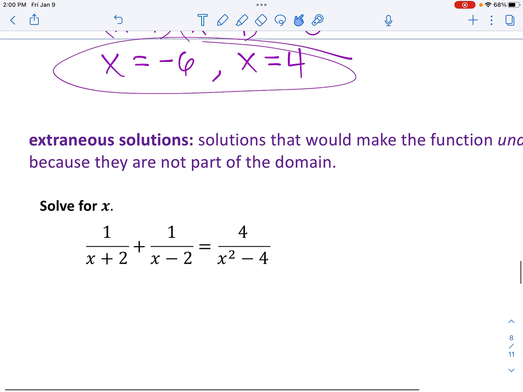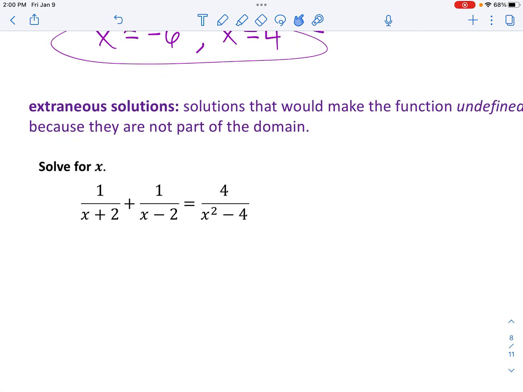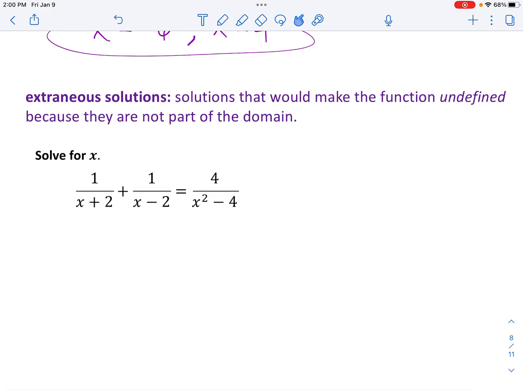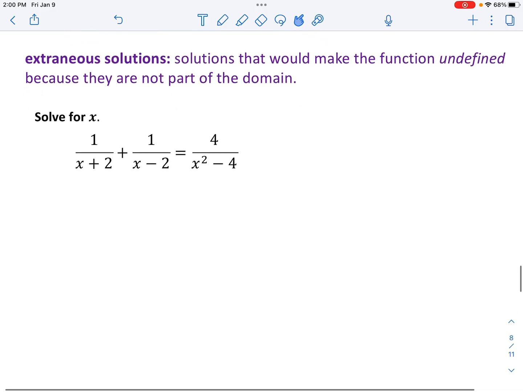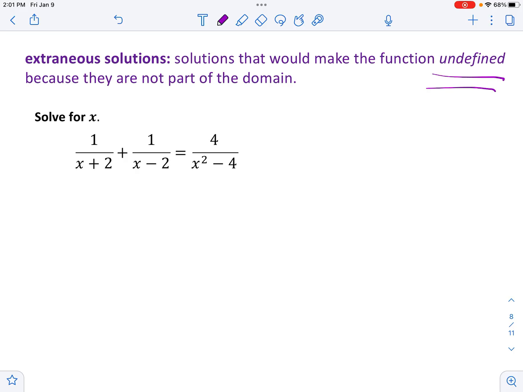Hopefully that makes sense to you. Okay, so one thing that I haven't addressed yet, but that you need to be considering every time you do one of these problems, is something called an extraneous solution. Extraneous solutions are solutions that would make the function undefined because they are not part of the domain.